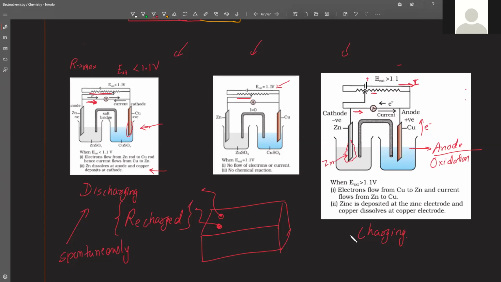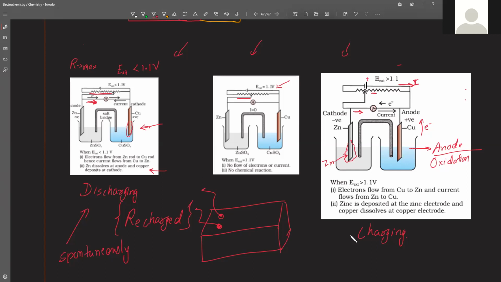Right? So even if the external EMF is less than 1.1 volt, even if it is 0, it will go through discharging, right? So without any supply of external energy or external agent, this reaction will happen. And that is what a spontaneous reaction is. A spontaneous reaction means a reaction which does not need any external energy to start or initiate. That is called a spontaneous reaction. So this reaction is a spontaneous reaction.